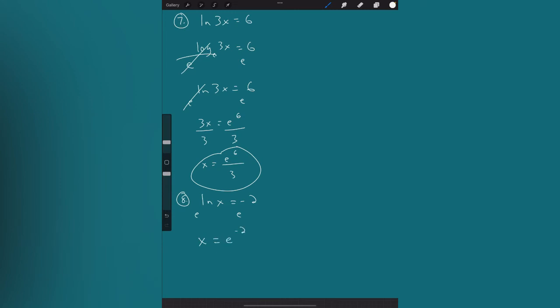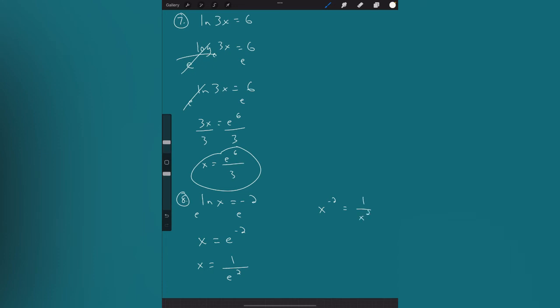Now, if you remember from the beginning of the year, we don't like negative exponents. Whenever we have a negative exponent, we can just flip it. And I can rewrite this as 1 over e squared. We talked about that in the beginning of the year. If I had x to the negative second power, that's the same exact thing as 1 over x squared.